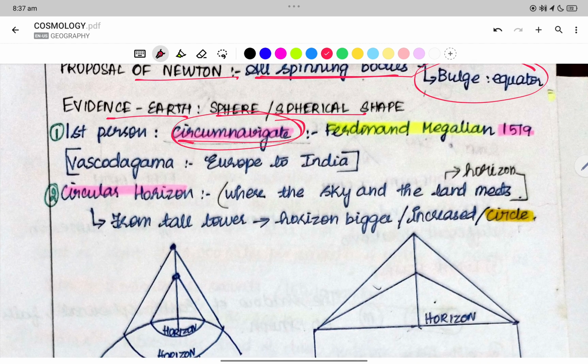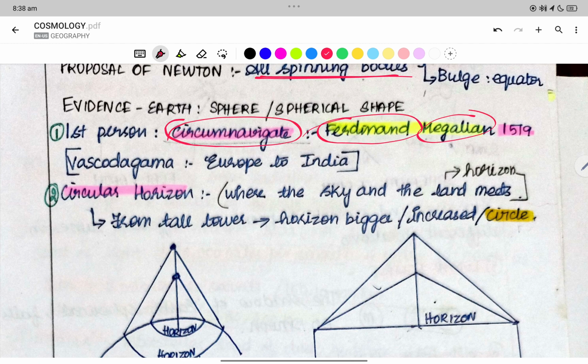Now evidence that earth is a sphere. Circumnavigation. The first person to circumnavigate is traveling across the circumference of the earth. So when you start from here and you start traveling, you reach the same place. So you circumnavigated. The first person to circumnavigate is Ferdinand Magellan in 1519 to prove that Earth is spherical in shape.